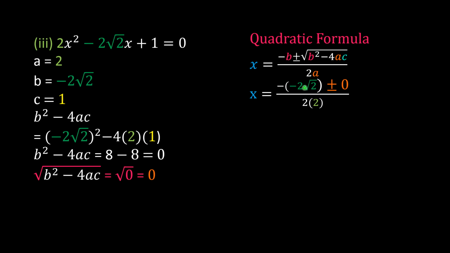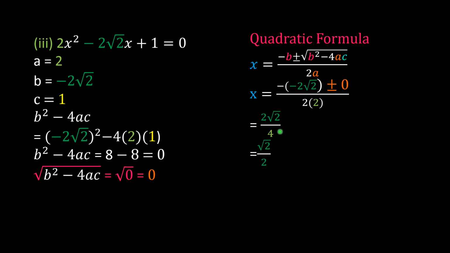So we get minus of minus 2 root 2, because b is minus 2 root 2, and b squared minus 4ac is plus minus 0 and the value of a is 2. So it will be minus of minus 2 root 2 will be plus 2 root 2. 2 multiplied by 2 will be 4.